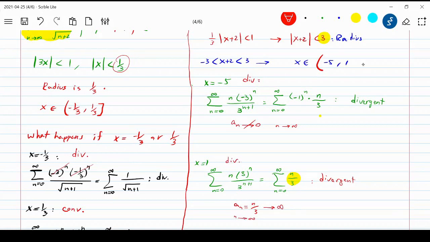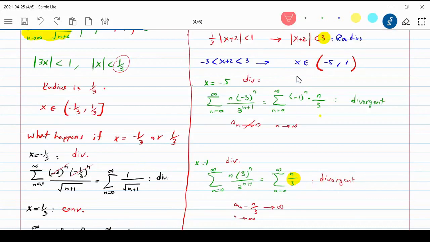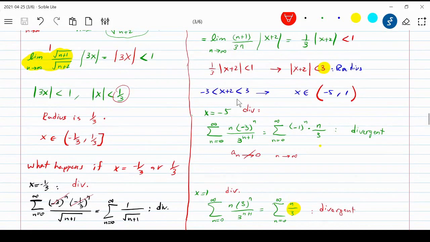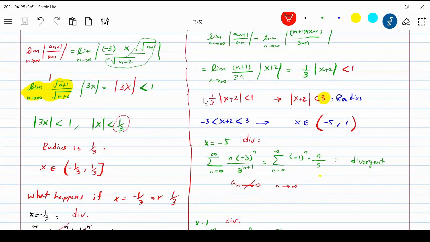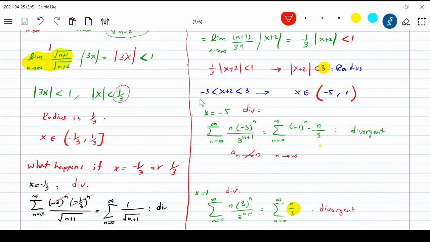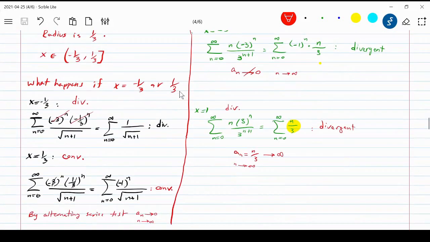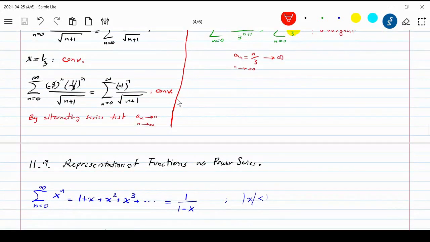So what does it tell us? It tells us this interval also has to have a parenthesis on the right side. So it could have double parentheses, double brackets. There are 4 options that may happen. You have to check those endpoints. And this is kind of the end of this section. You just need to figure out where it is convergent, then later on we'll talk about whether we can do more with this. Okay, so I'm going to stop at this point, and next time we will continue with representation of functions as power series.